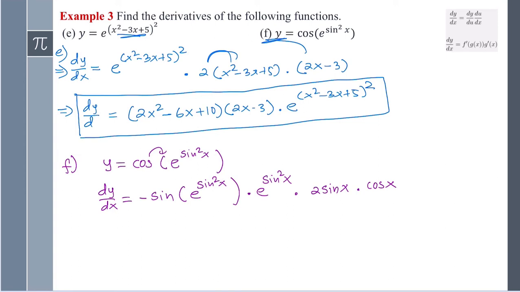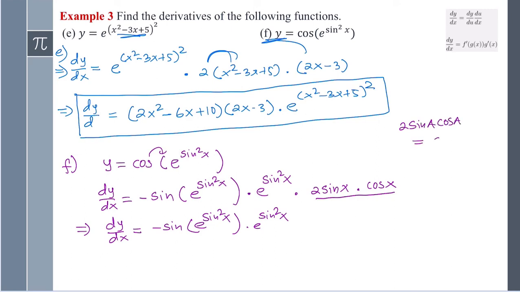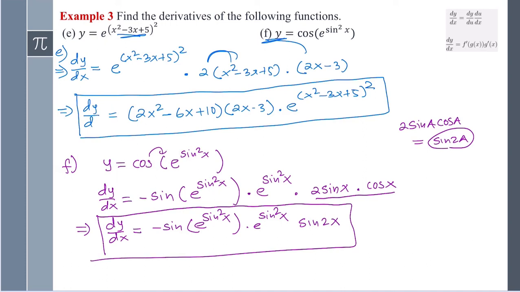Now, let's clean this up a little bit. We cannot do much, but what we can do here is we have this negative sine of e to the sine squared x, times e to the sine squared x. Now here we have 2 times sine x times cosine x. If you remember that from trigonometry, we have an identity: 2 sine A times cosine A equals sine 2A. If you remember that double angle identity, we can write that as sine 2x, okay? And then we'll just leave it here. We cannot simplify further.